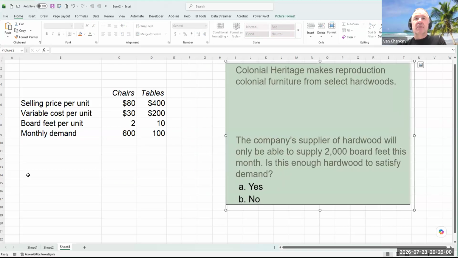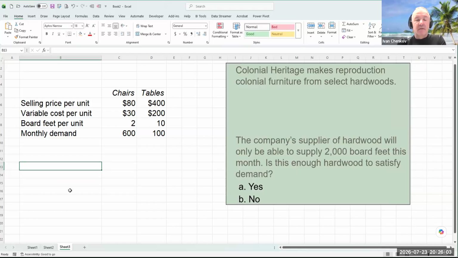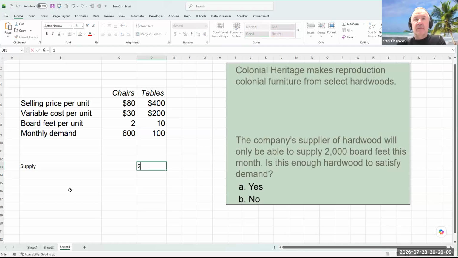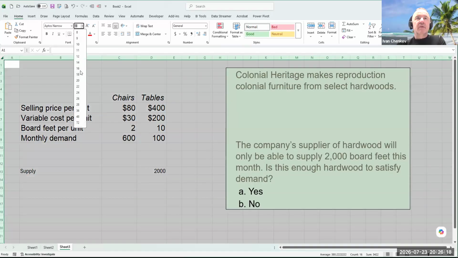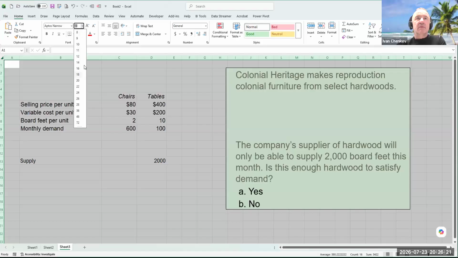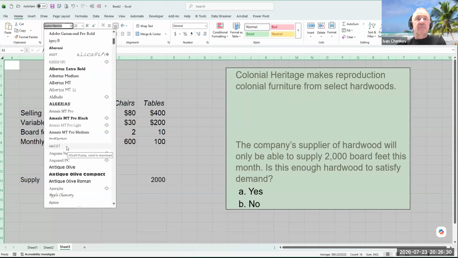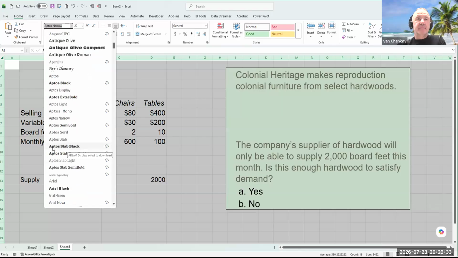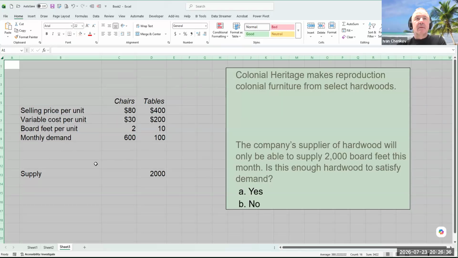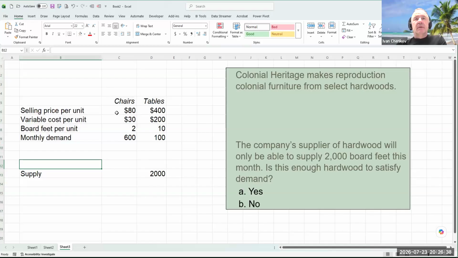In order to find out if this is going to be enough or not, let's see our supply. It is 2,000 board feet. And that's all. That's all we can get from our vendor. Let me make everything equal now. Let's go with 22 and choose the same format so we can be on the same page all the way. All right, we have our 2,000 units.